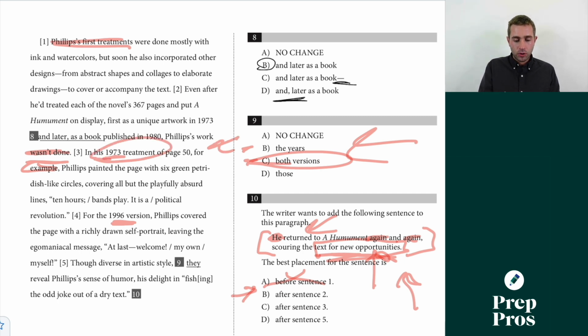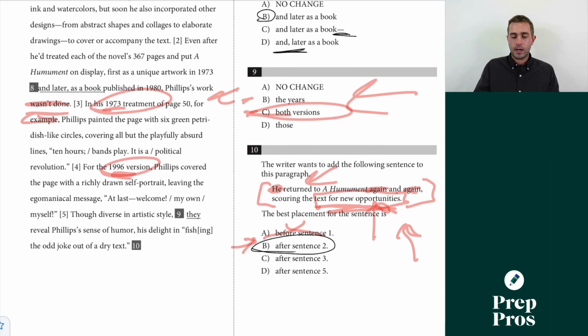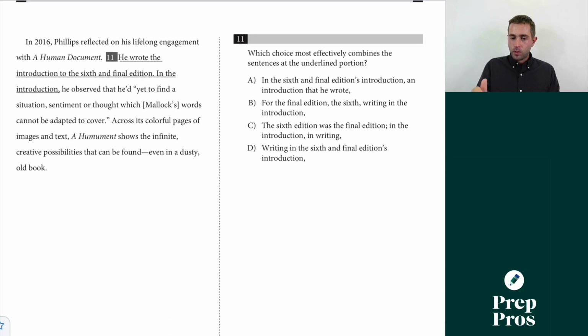Now, these two treatments here that we see are very clearly referencing those opportunities that we introduced. So that's how I can tell that sentence 2 is going to be correct here. Now, question 11 here. Anytime you see these most effectively or best combines, without getting into all the rules applied here, you often are looking at one of the two shortest answers.